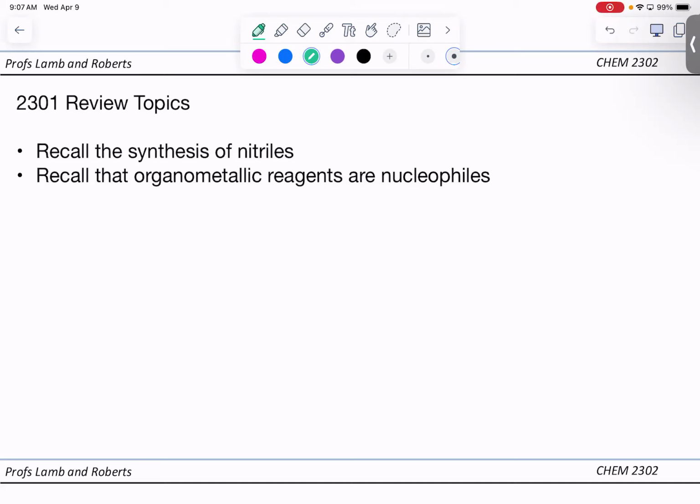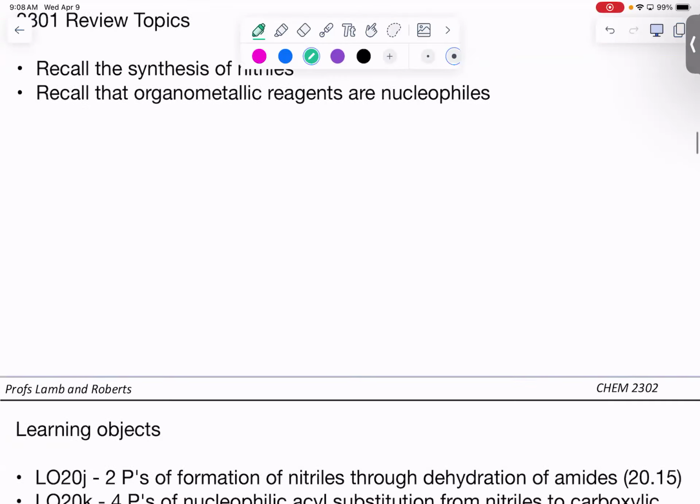You'll remember, based on our periodic trends, when we have magnesium or lithium bound to our carbon, we know that our carbon is nucleophilic because of those electronegativity differences. So we're going to revisit some nucleophilic reagents today that are organometallics.